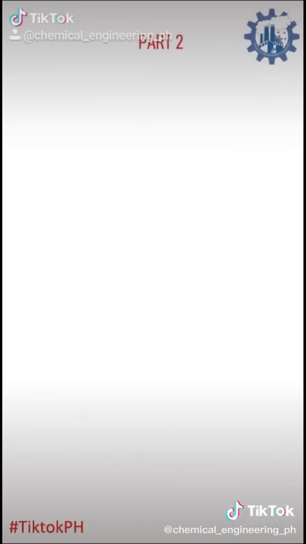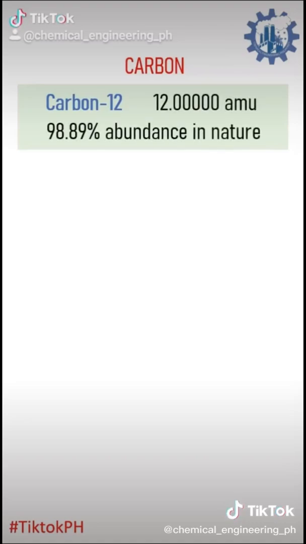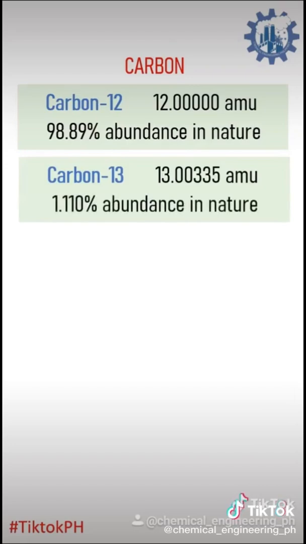In the second part of our discussion about atomic mass, we are going to show how the atomic mass of a particular element is calculated. As an example, let us consider the element carbon. First, its isotope carbon-12 has an atomic mass of exactly 12. Carbon-12 is 98.89% abundant in nature. Another isotope of carbon is carbon-13 with 13.00335 atomic mass unit. Carbon-13 is 1.11% abundant in nature.